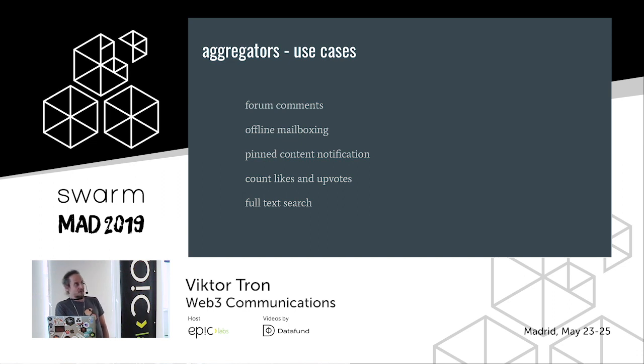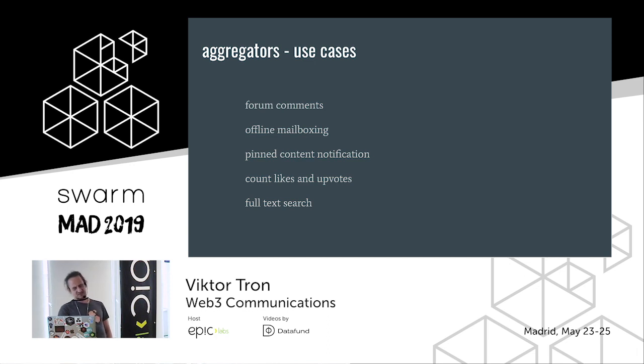So aggregators can be used to, for example, create an index for a public forum where polling the individual participants' feeds for their contribution does not scale. So, for example, think of a Reddit on Swarm. You typically will have the forum comments be indexed by an aggregator. It can also be used for offline mailboxing.